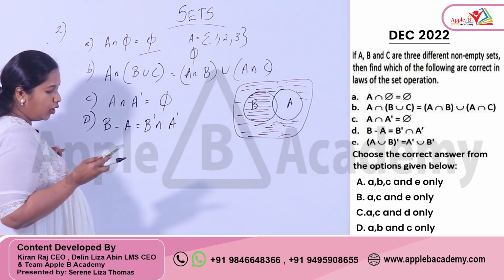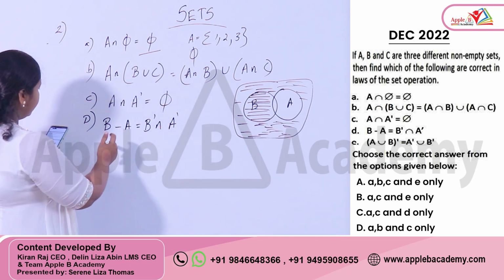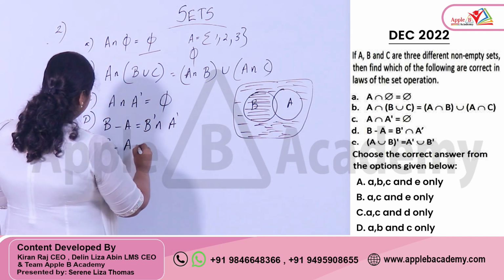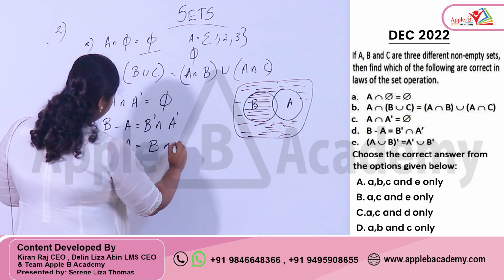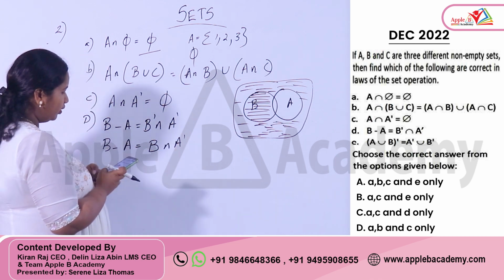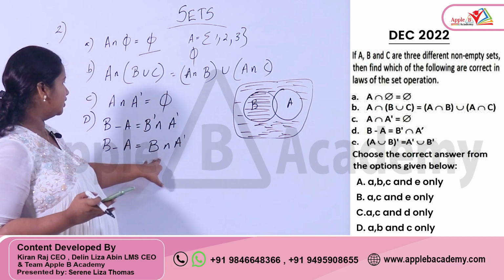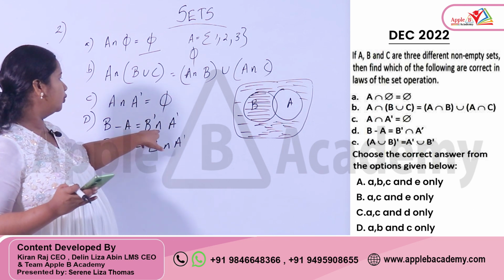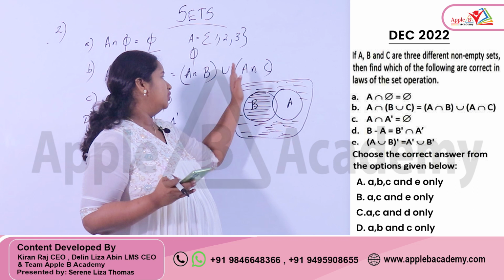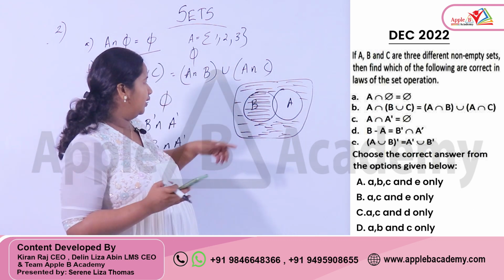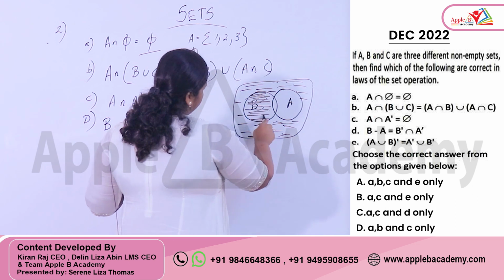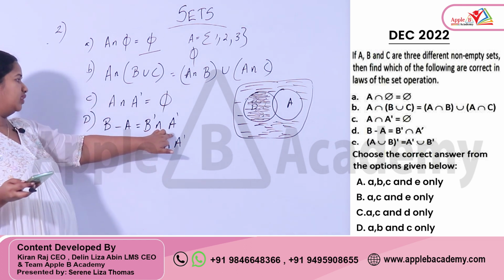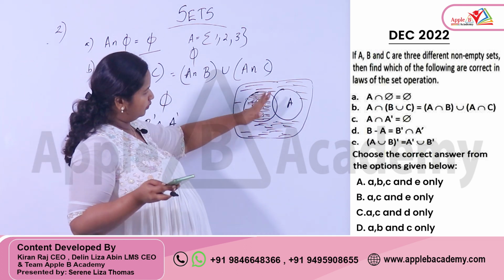So this option D is not true because B minus A can be written as B intersection A complement. If this was the statement, then it would have been true. Here it's written B minus A is equal to B complement intersection A complement. So we need to get this shaded area, that is B minus A. When B complement intersection A complement comes, we do not get this area.